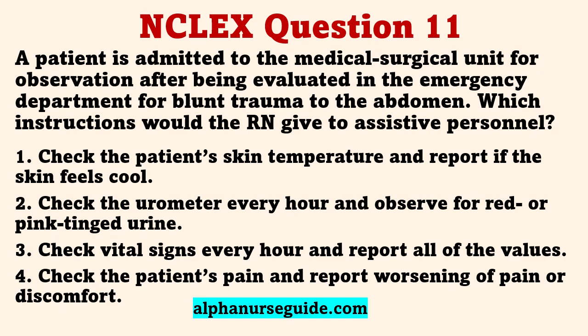The correct answer is 3. Check vital signs every hour and report all of the values. Rationale. The AP can take vital signs and report all of the values to the RN. In this case, all of the values are needed to detect trends. In other cases, the nurse may decide to give parameters for reporting. The RN should assess skin temperature and pain. The RN must also closely monitor the urine output, which is an indicator of perfusion and fluid status. In addition, red or pink urine can signal damage to the urinary system, transfusion reaction, or rhabdomyolysis.